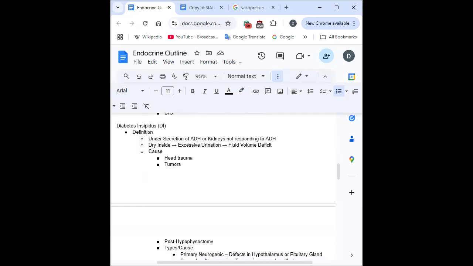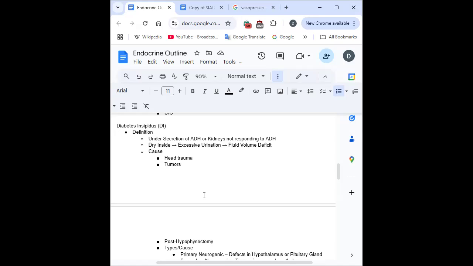Okay. Any questions about SIADH? Otherwise, we can move on to diabetes insipidus. So, DI, this one's going to be the opposite issue. You're going to have not enough ADH, or your kidneys are just not responding properly to ADH. Either way, same end result. ADH's purpose is to retain fluids, so retain water. If you're either not making enough of it or your kidneys don't recognize it, then you're not retaining water and you're just peeing it all out.